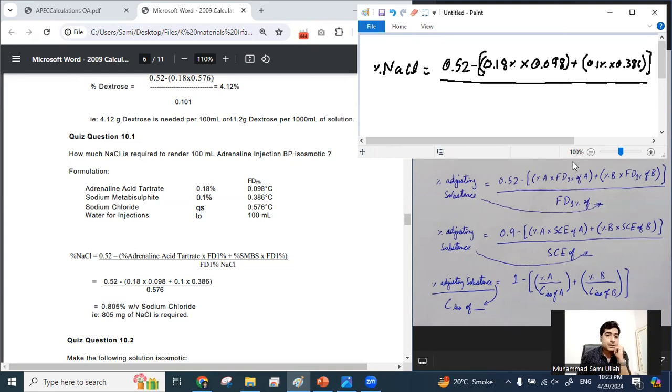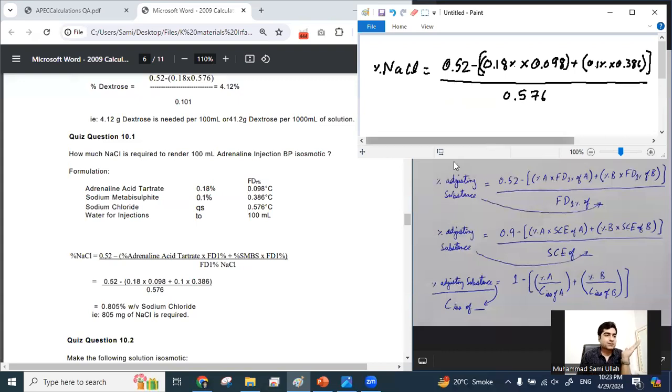Then down here, we need to add the FD 1% value of this adjusting substance. What is our adjusting substance? NaCl. What is its FD 1% value? 0.576. So that's how you add values to this formula.